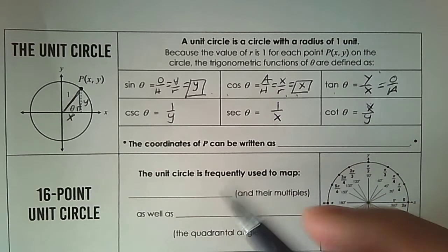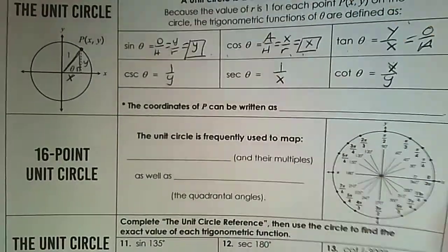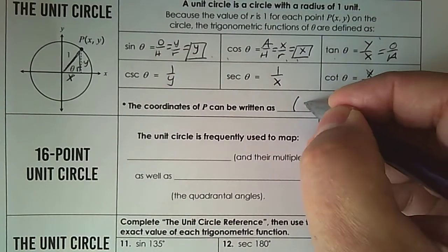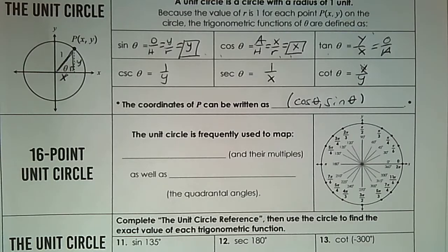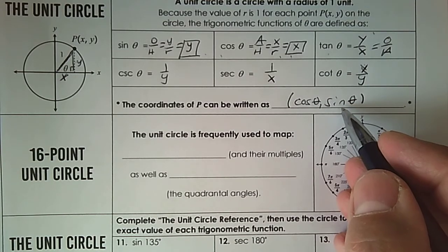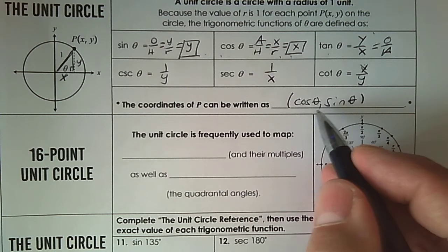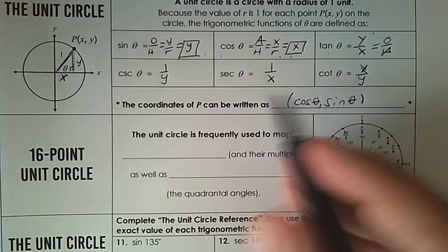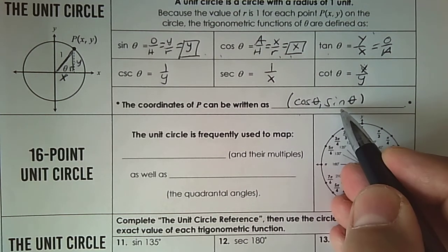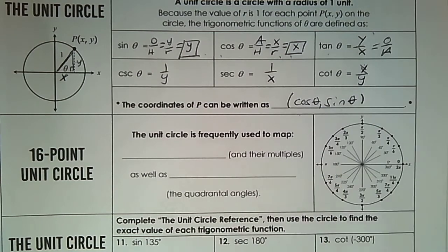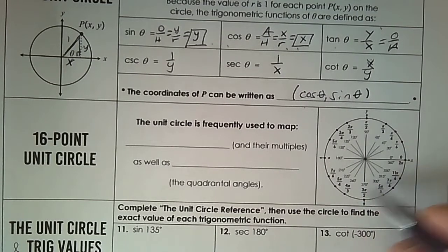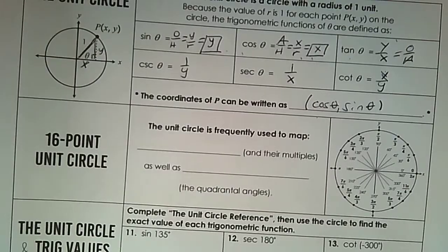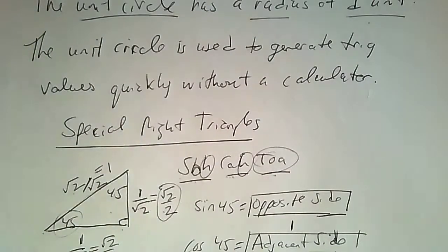So the coordinates of P can be written as cosine and sine, because cosine goes with the x value and sine goes with the y value. You can understand the coordinates on a unit circle as cosine and sine instead of x and y. So the unit circle is right here to the right. So we are going to switch over to this sheet and then come back.